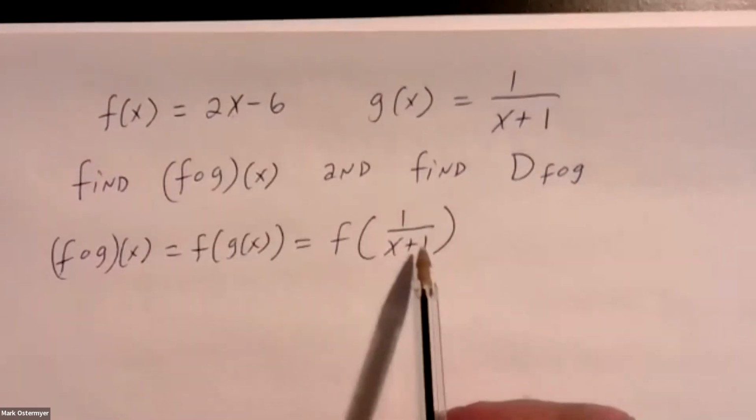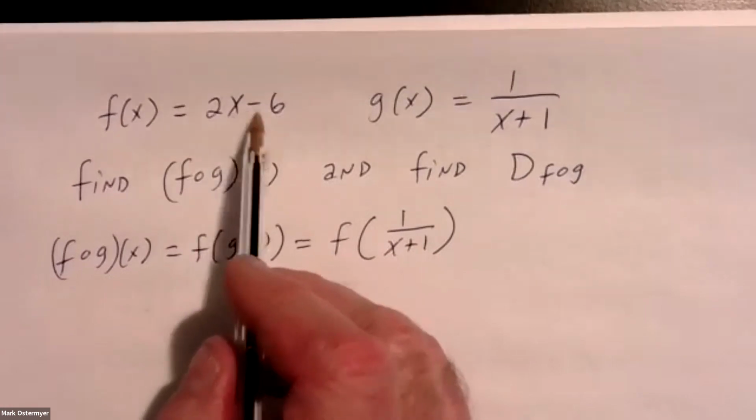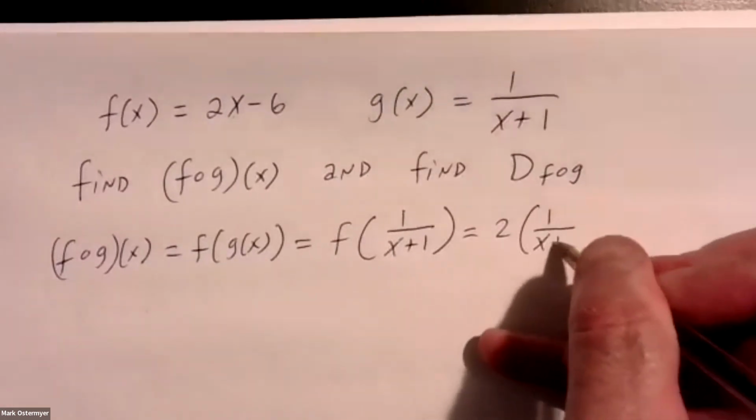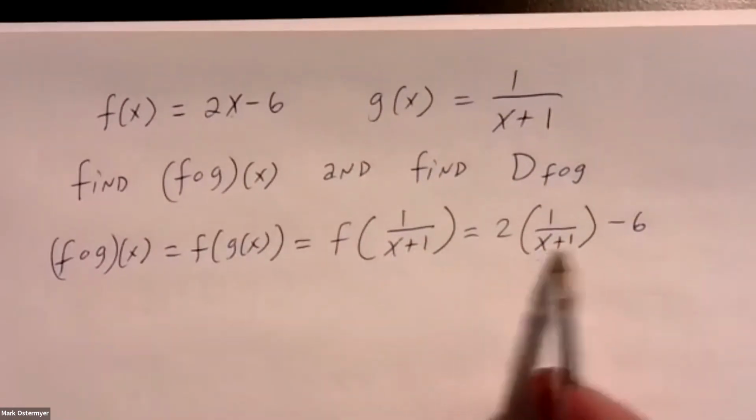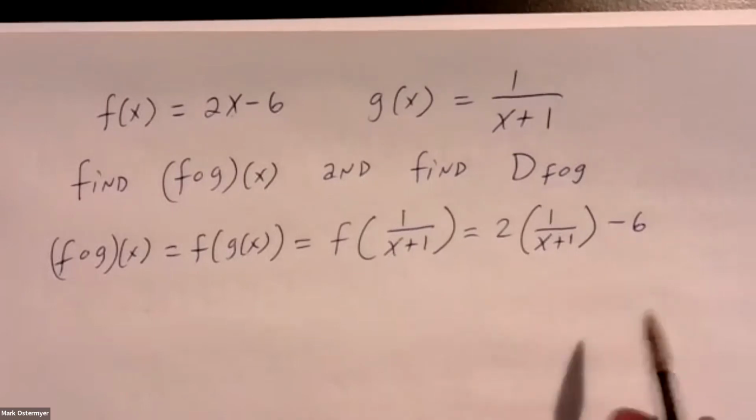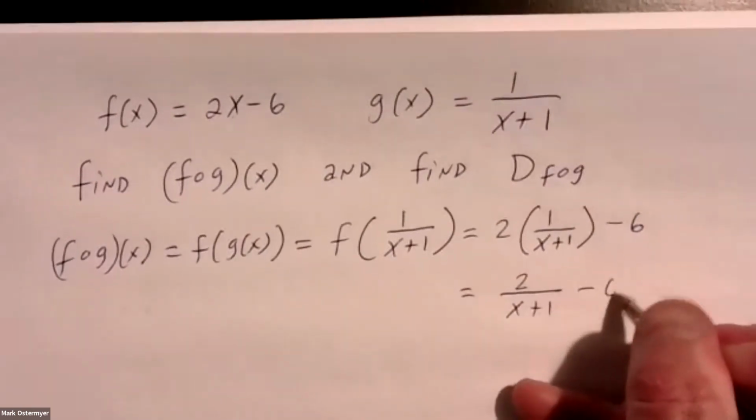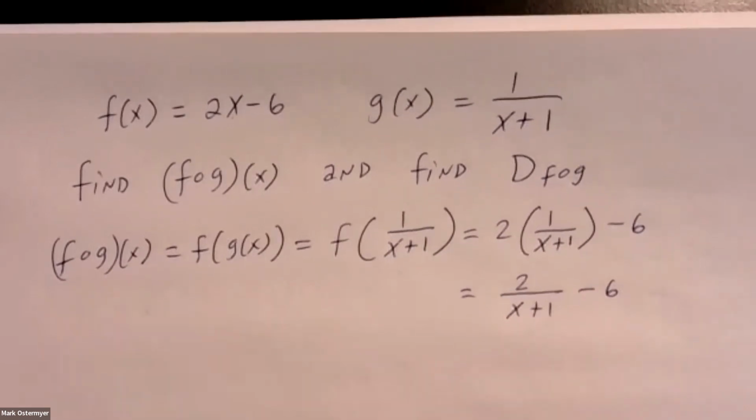So therefore, function f evaluated at 1 over x plus 1 is going to be 2 times 1 over x plus 1 minus 6. That's what you get for f composed with g of x, a brand new function here. And this function would be 2 over x plus 1 minus 6. This is a brand new function called f composed with g of x.